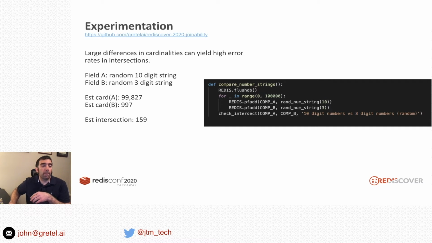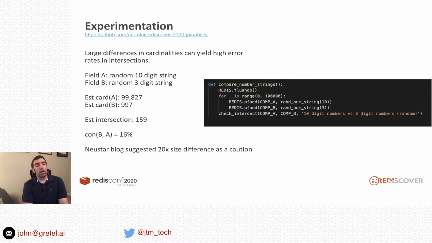B. So in this case, when I ran the simulation this one time, my estimated intersection came in at 159, which gives a containment score of 16%, when we know the actual answer is 0%. So what we learned from this is that the order of magnitude between the two set cardinalities can really let that standard error rate throw a false positive. That's just something we have to keep in mind for our implementation.